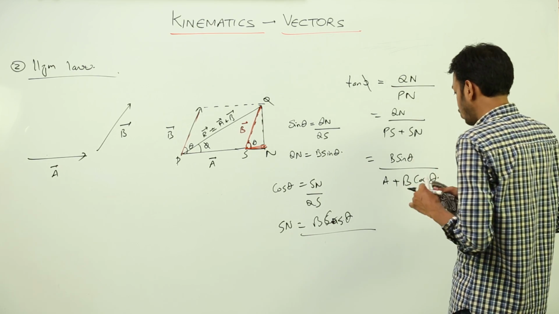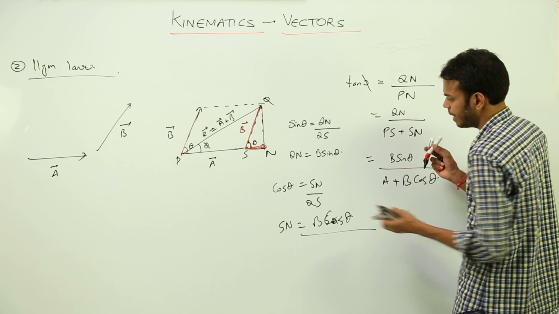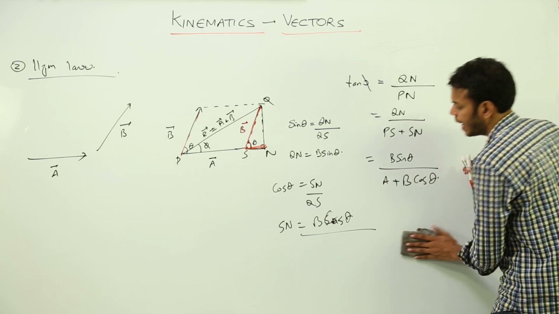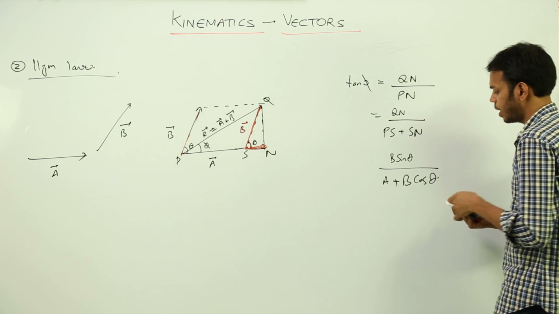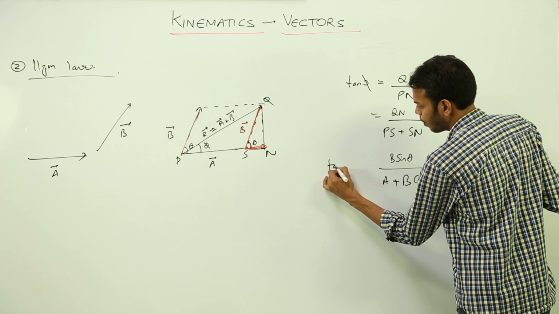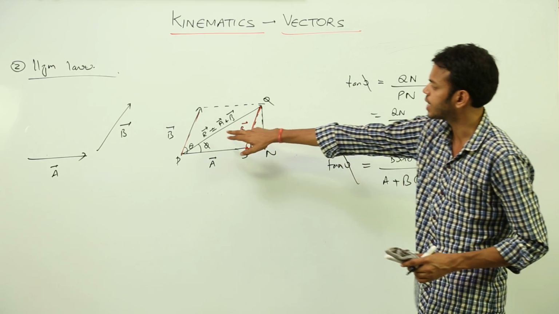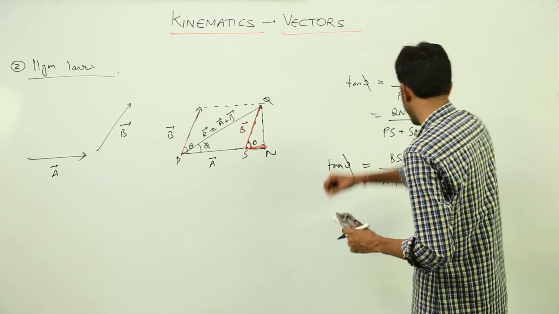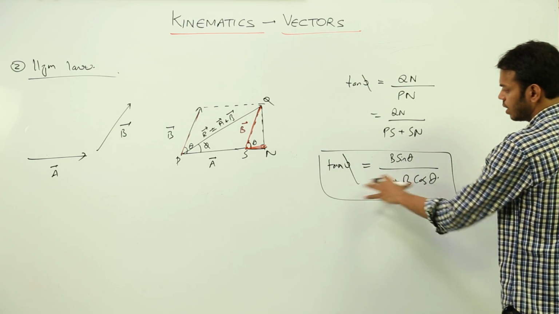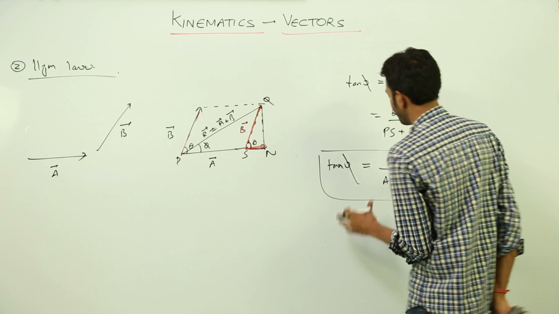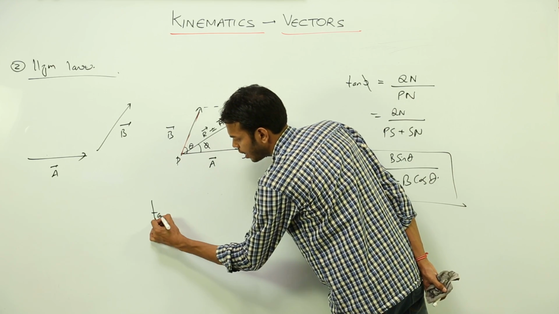So see, can you find any pattern here? Just a second, you can write it down and I'll show you the pattern and how to memorize this formula. I just derived the formula for tan phi. Phi is the angle which the resultant makes with vector A, right? So when the resultant makes some angle with any vector, the answer is in such a form. This is how you can remember the formula.